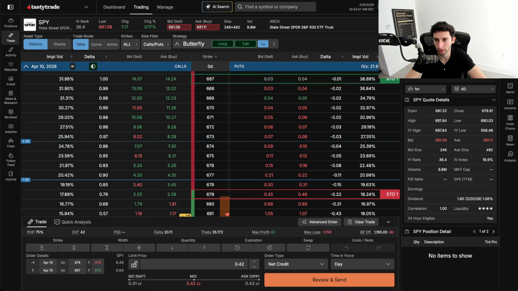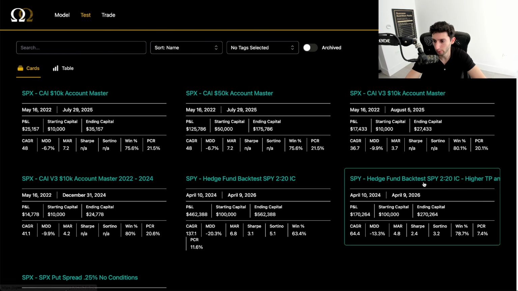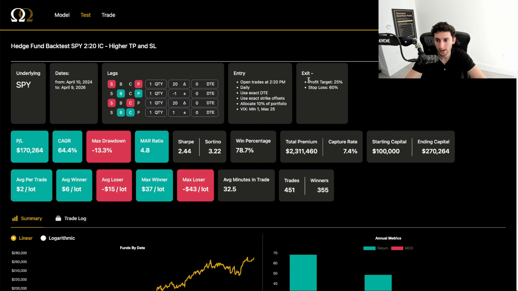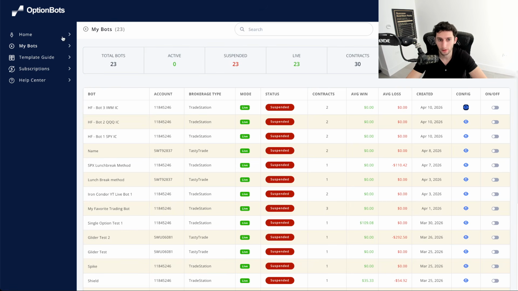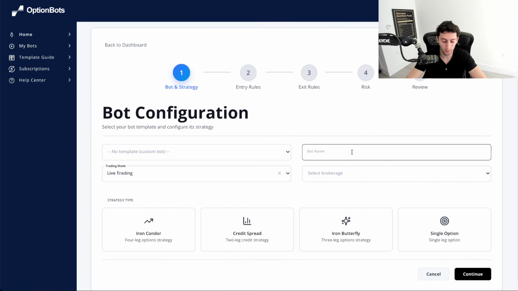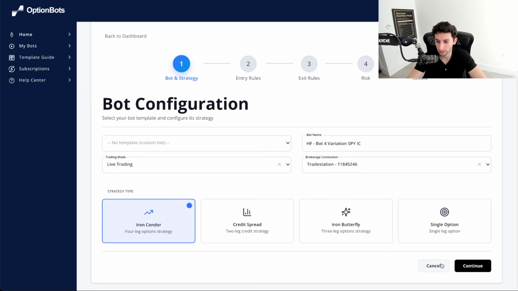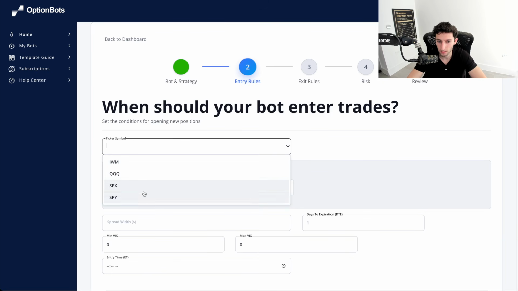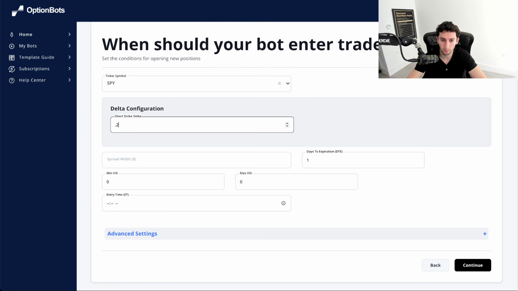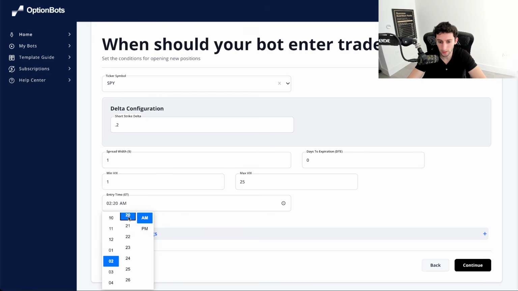So this one was basically just, if I go back to here, it was this hedge fund backtest we did. So slightly different take profit, slightly different stop loss. We're going to keep the same thing going. So we're going to go over here. We're going to add this trading bot. We're going to call this HF bot 4. We're going to call it variation, SPY, Iron Condor. And this is just so I know exactly what's what. So we're going to SPY, same exact thing. 0.2 delta, 1 point, VIX 1.25, getting in at 2:20 PM.